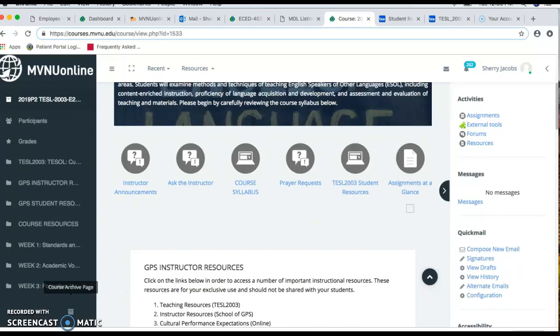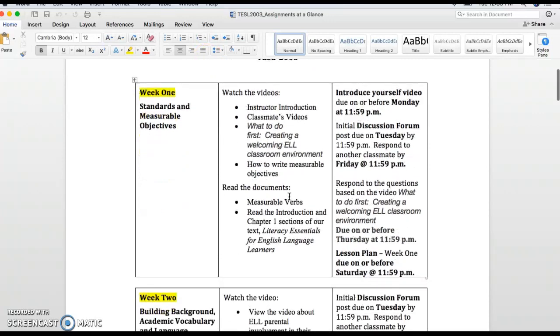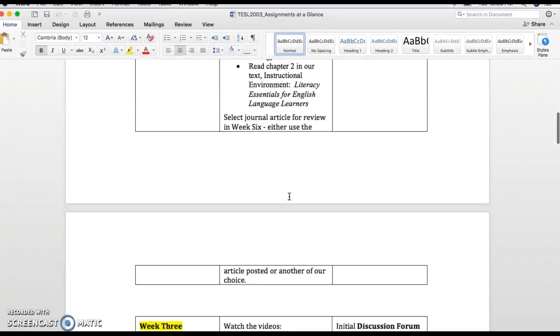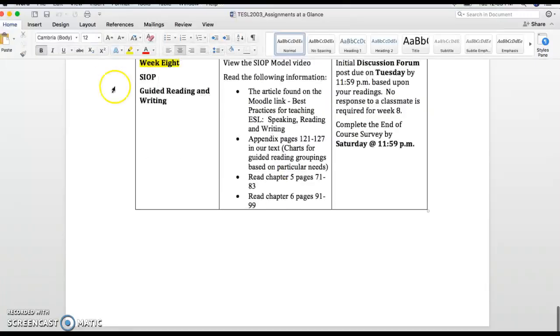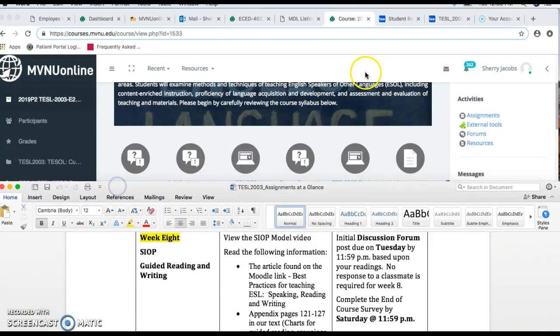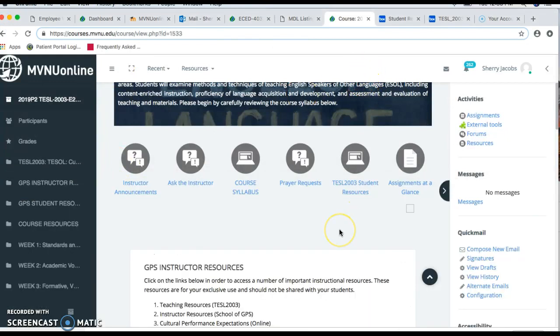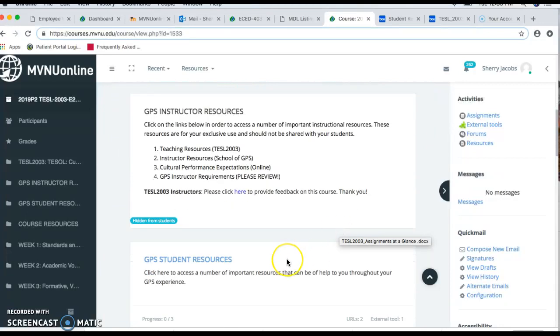Here is that information that I told you would find on Assignments at a Glance. Basically, these have been copied from the syllabus. It's just a really nice, handy tool for you to be able to print this out and have it handy. You'll also have all of those by weeks as well.